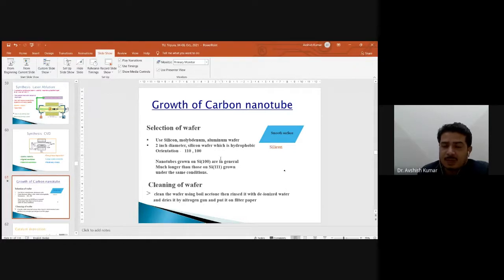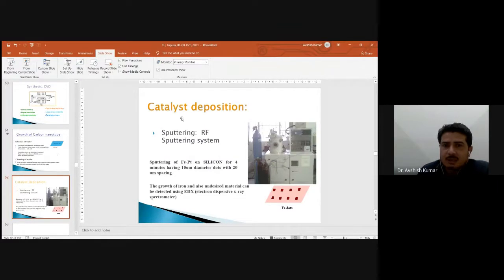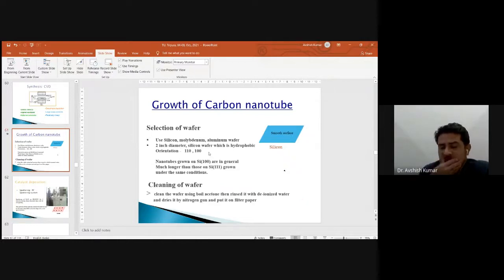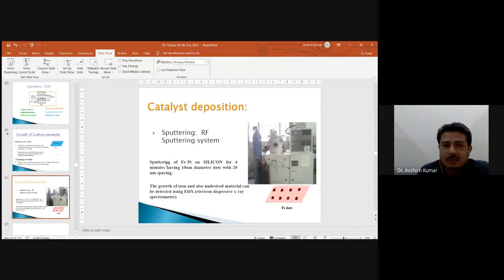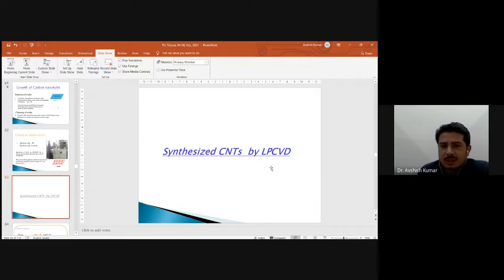You can clean it using acetone and an ultrasonicator, and then you can dry it. The drying part is very important, because you need to dry it in vacuum, or you can use nitrogen gas for drying. RF sputtering you can use for the catalyst preparation. As I told you, even for the synthesis of graphene using the PCVD technique, you require RF sputtering for the catalyst preparation. With this RF sputtering system you can make a thin film on silicon wafers.